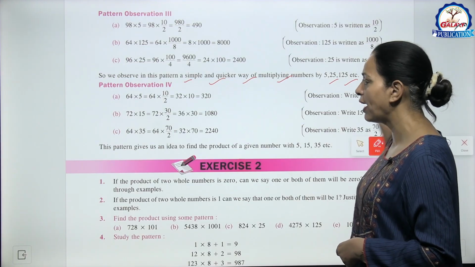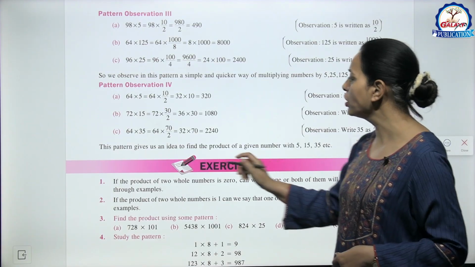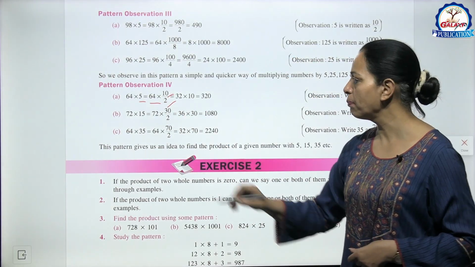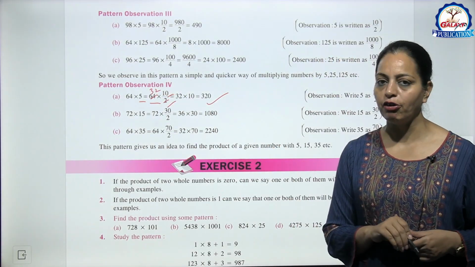Now see the next pattern, observation 4. Here A part, 64 into 5. So 64 into 10 upon 2. So simplify it. 32 into 10, that is 320.